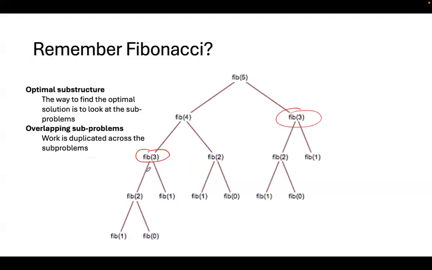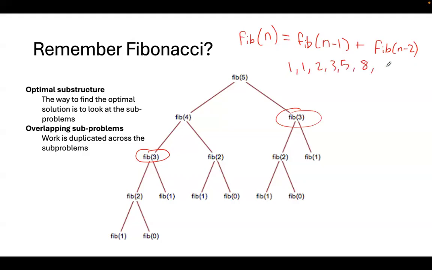So yeah, Fibonacci is a dynamic programming problem because of how we find the nth Fibonacci number, in case you forget. The basic equation is fib of n is equal to fib of n minus 1 plus fib of n minus 2. The Fibonacci sequence is 1, 1, 2, 3, 5, 8, and so on.